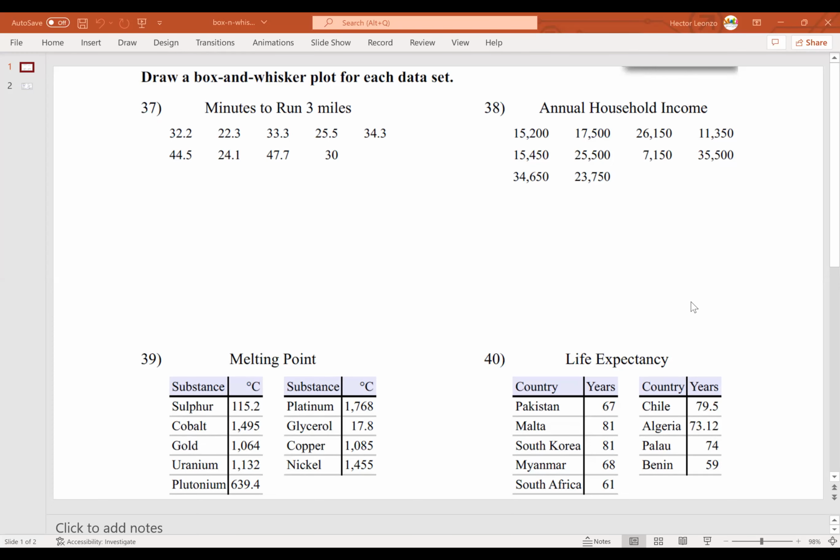For today, we're going to be looking at the box and whisker plot for our data set. Now, this is actually used by statisticians, so pretty interesting. Let's take a look. Today, on our notes, we're going to be working questions 37 through 40. So let's take a look.